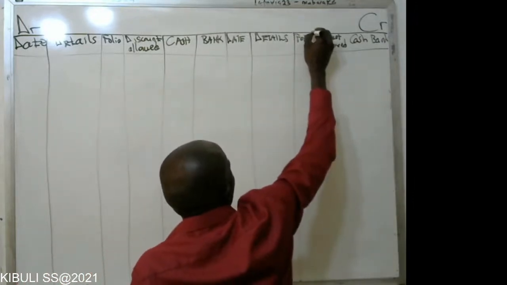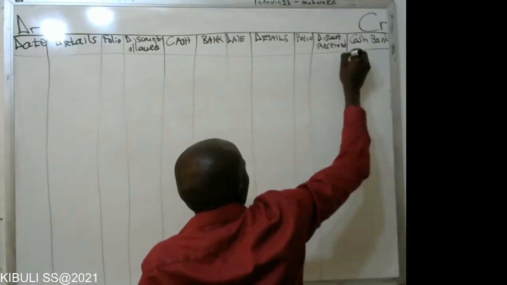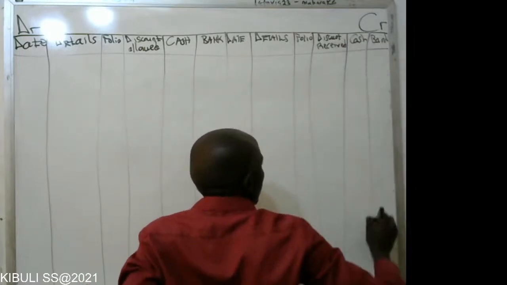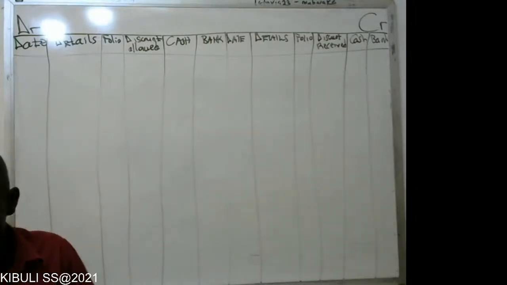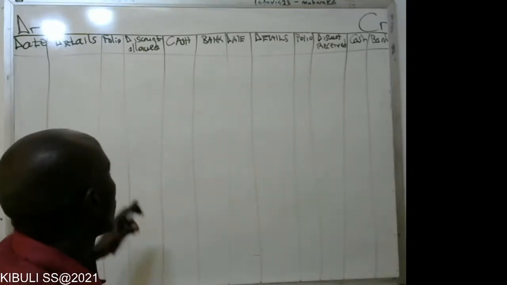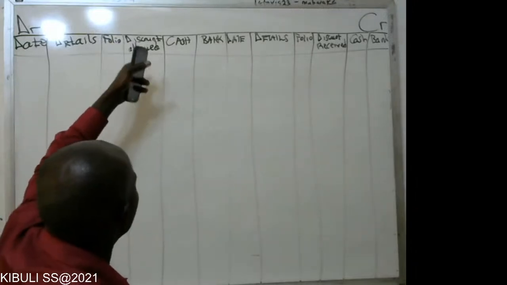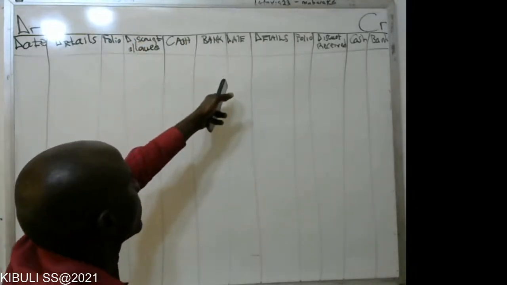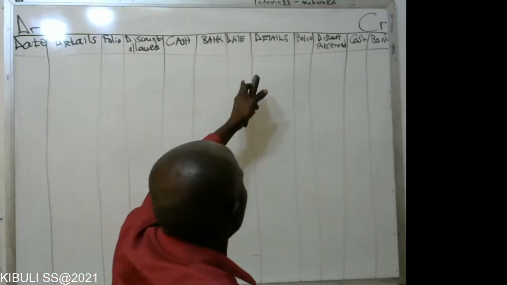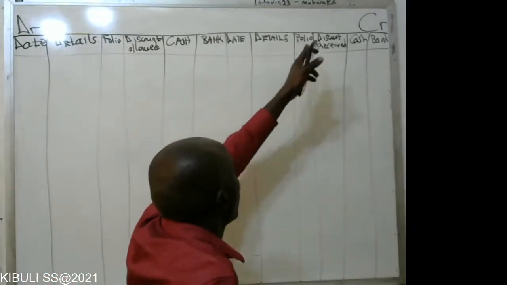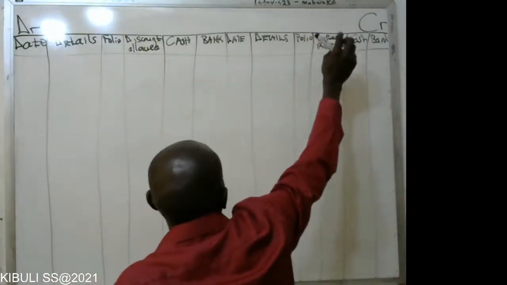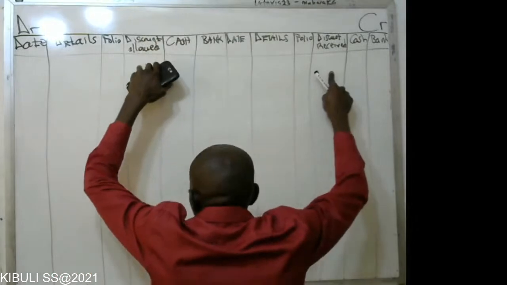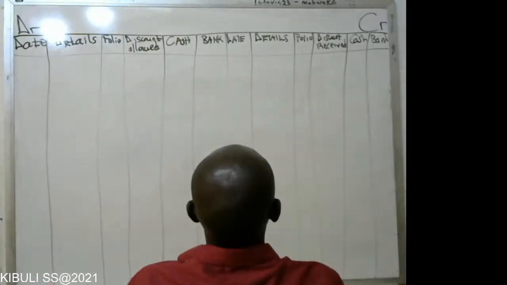Rule it very well. If you are asked to draw a 3-column cash book, these are the columns making it up. Date, details, folio, discount allowed, cash, bank. That is on the debit. Do the same on the opposite side. Date, details, folio, discount received, cash, bank. Discount received on the credit side, discount allowed on the debit side. Hope that one is clear, class.